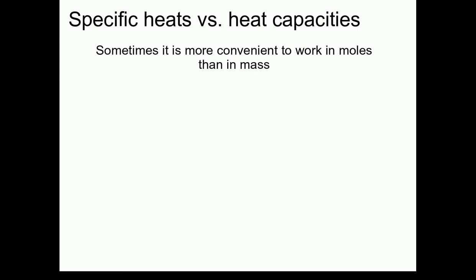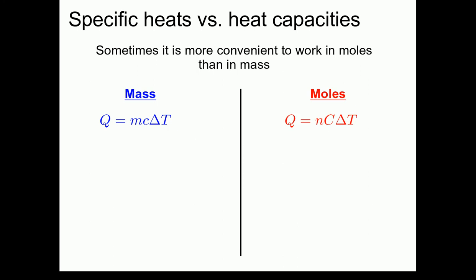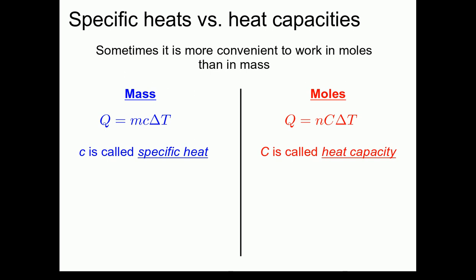Now, we just thought about the amount of temperature change for a given amount of heat in terms of mass. But often, it's more convenient to work in moles. So, for mass, we have mc delta T. Whereas, if we were to think about moles, we would not have the mass m, we would have the number of moles n, and instead of the lowercase c, specific heat, we would have the uppercase C, heat capacity.